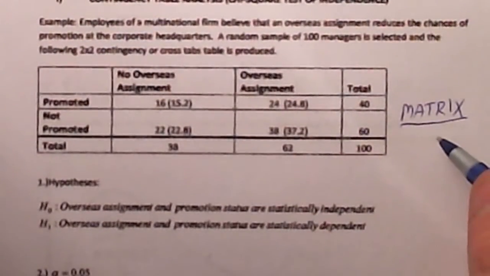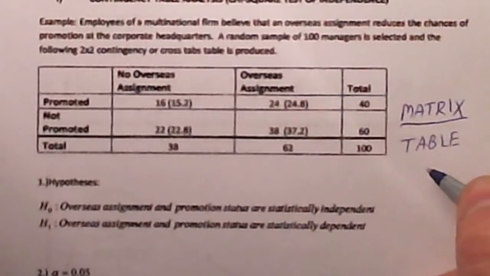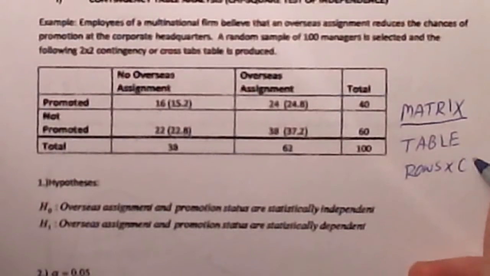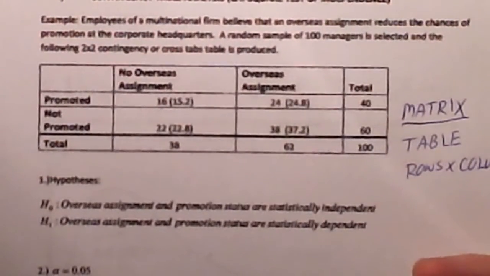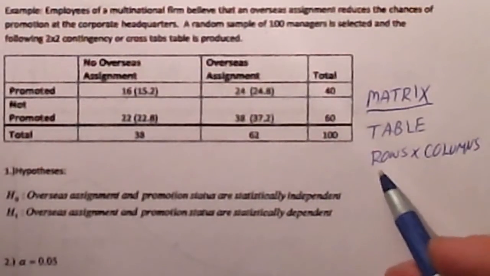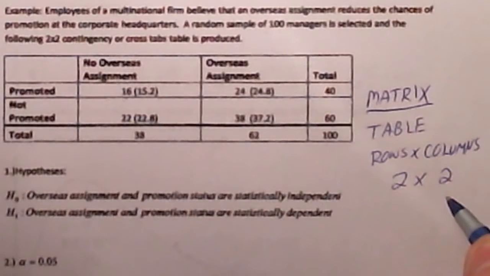A matrix, ladies and gentlemen, is nothing more than a table. A matrix consists of so many rows by so many columns. That's all a matrix is. It's basically a table. And notice for this particular table, we have 2 rows by 2 columns. It's a 2 by 2 table.